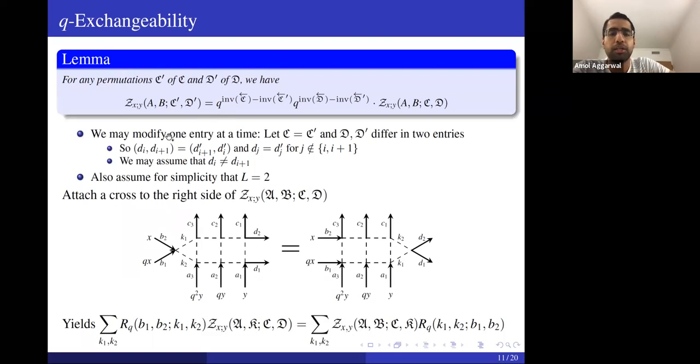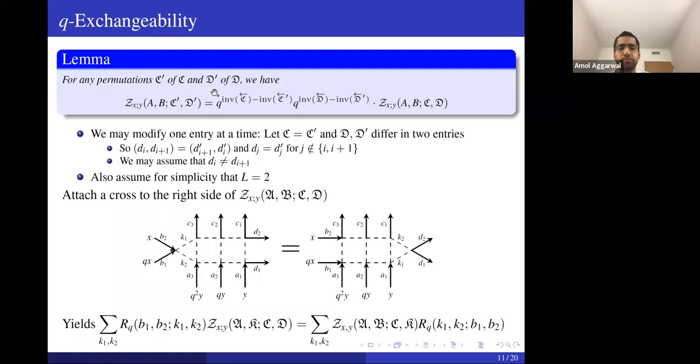So let me imagine that C is equal to C prime, and that D and D prime are the same except in 2 entries. More specifically, I'll assume that dj is equal to dj prime unless j is equal to i or i plus 1. And then I'll assume that di and di plus 1 is the flip of di prime and di plus 1 prime. Okay, and I'll also assume that di is not equal to di plus 1, or else this is trivial. I mean, then both sides are obviously going to be the same thing.